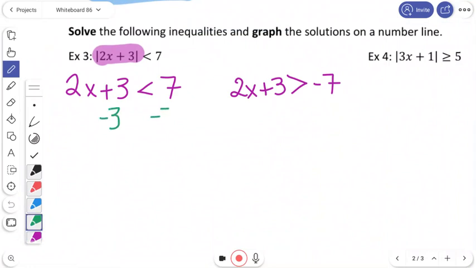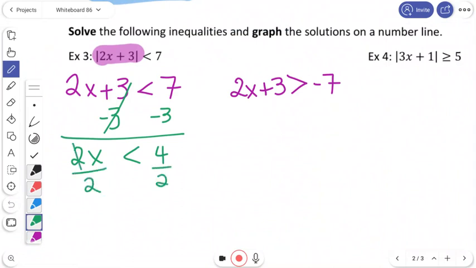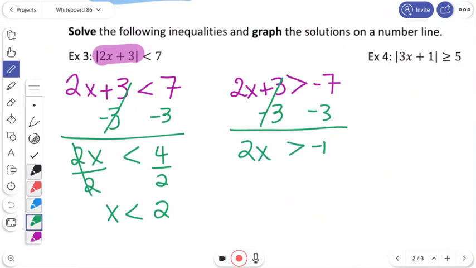Subtract 3 from both sides of our inequality, and that gives us 2x is less than 4. Divide both sides by 2, and that gives us x is less than 2. Solve our second inequality. 2x plus 3 is greater than or equal to negative 7. So minus 3 from both sides of our inequality, and that gives us 2x is greater than negative 10. Divide both sides by 2, and that gives us x is greater than negative 5.